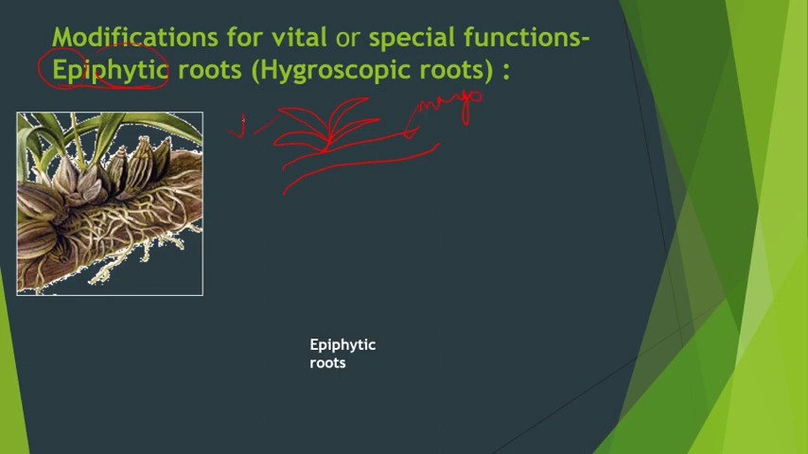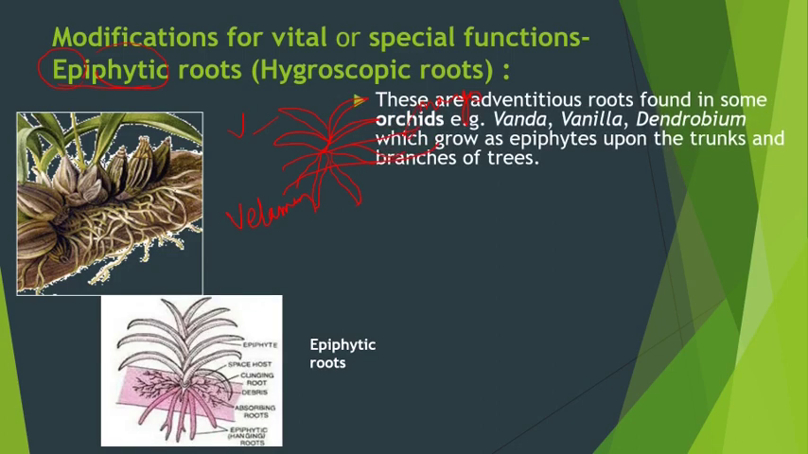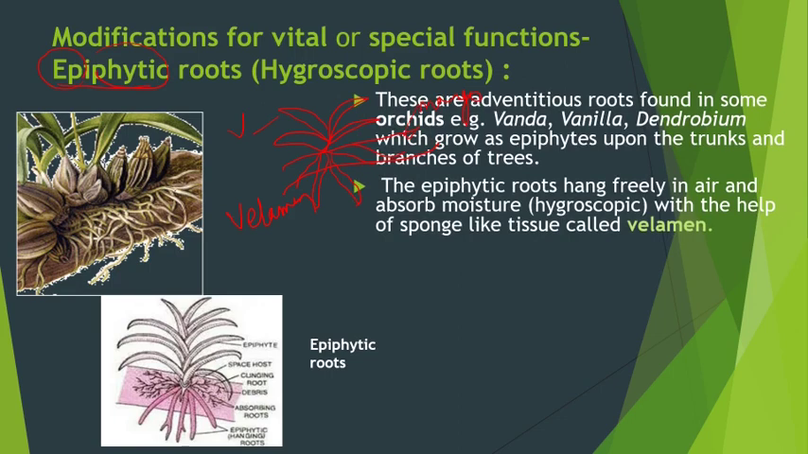This is Vanda. It produces two types of roots. One type are clinging roots. The clinging roots provide support, and the second type are the epiphytic roots, which are greenish in color, and have a special type of tissue called velamen tissue. This velamen tissue is hygroscopic in nature, and it helps in absorbing nutrients. It is a spongy tissue, absorbing nutrients and moisture from the atmosphere.